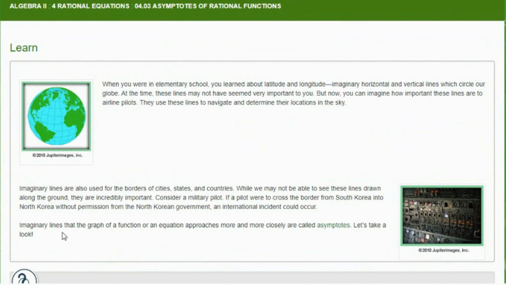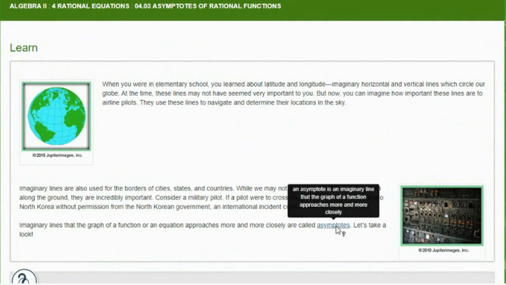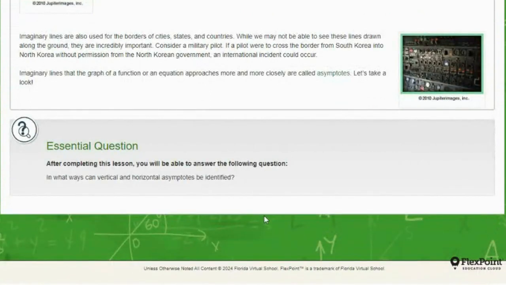So imaginary lines that the graph of a function or equation approaches more and more closely are called asymptotes. Asymptotes. It's an imaginary line that the graph of a function approaches more and more closely, which is just what it said in that sentence. So it's kind of funny. They put a definition of it there. Let's take a look. All right, we're going to learn in what ways we can identify vertical and horizontal asymptotes. So let's go to page 2.